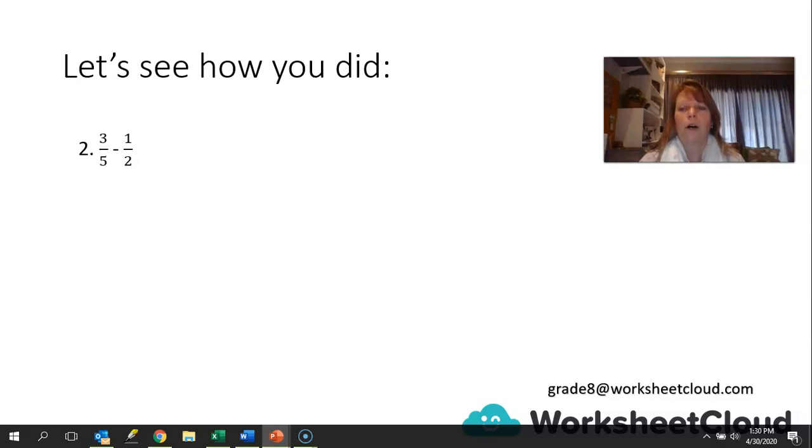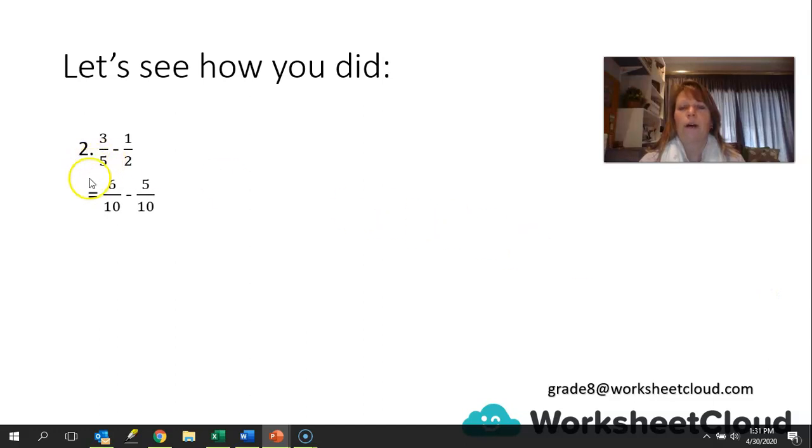3/5 minus a half. Again, we've got unlike denominators. Guys, I can guarantee you that at your stage in grade 8, you're not going to get denominators that are like. So you are going to always have to find a common denominator. Okay, so again, we have to find a common denominator, and our common denominator would be 10.